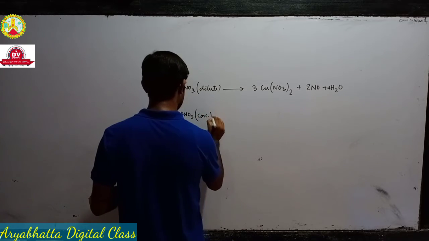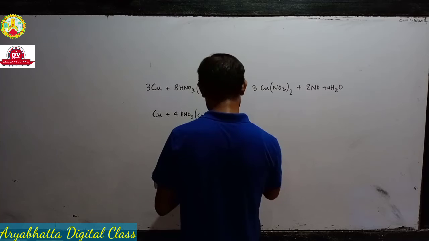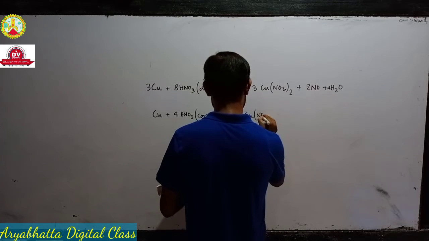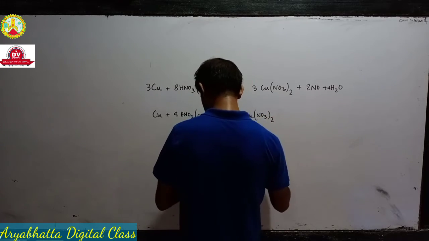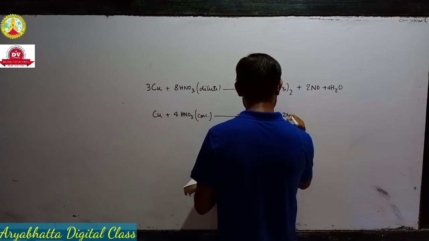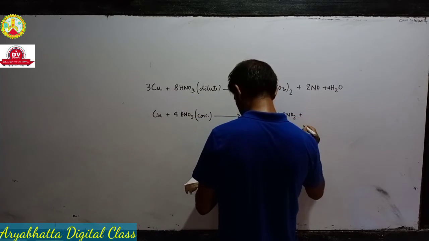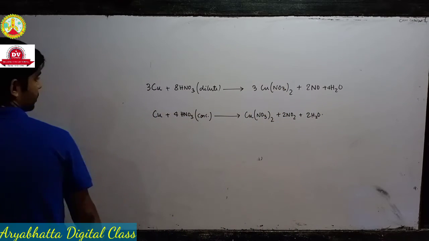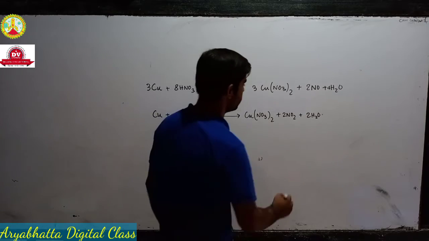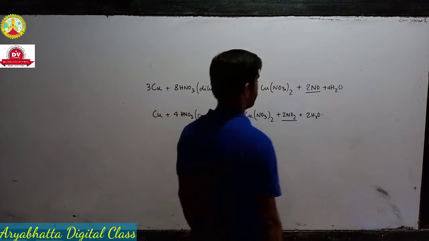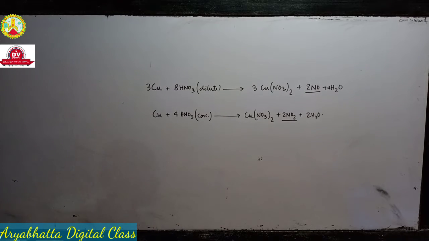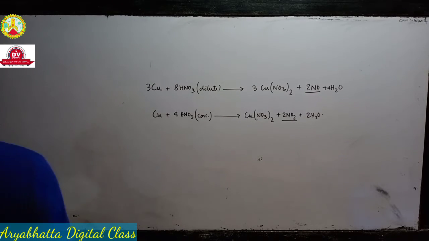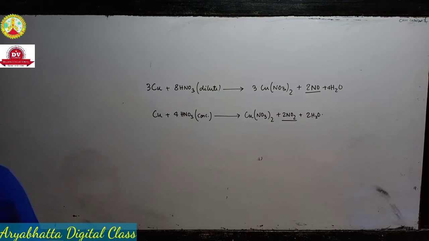So when the nitric acid is concentrated, you get... The basic difference between these two reactions is this. Okay, all the other products are similar. So you have to remember that with dilute acid we get NO, and with concentrated acid we get NO2.